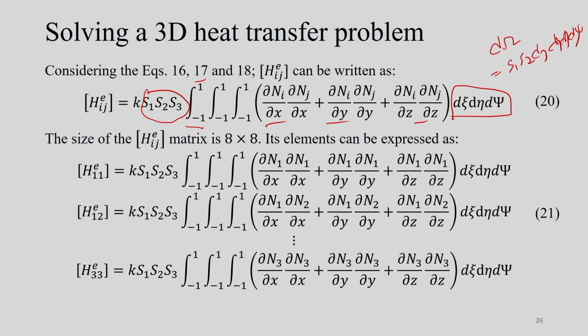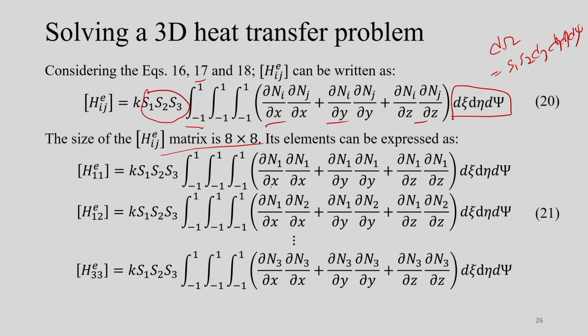Now, for a particular element, for example the H_IJ matrix, it is an 8 by 8 matrix and its elements can be expressed. For example, H11 is represented as K S1 S2 S3 times the integral. In this case, I equals 1 and J also equals 1.